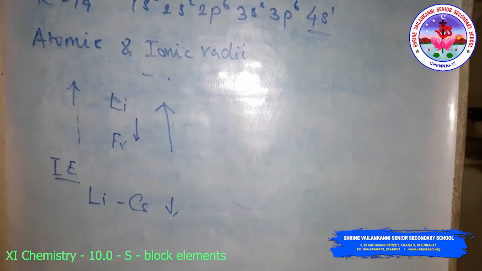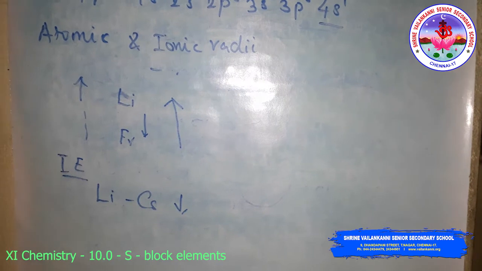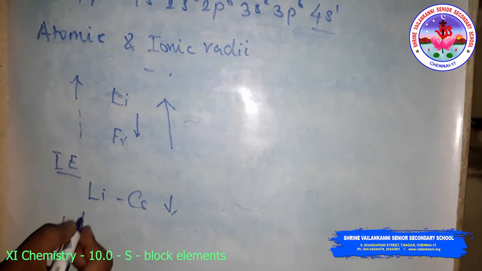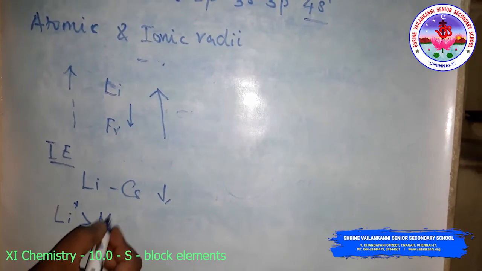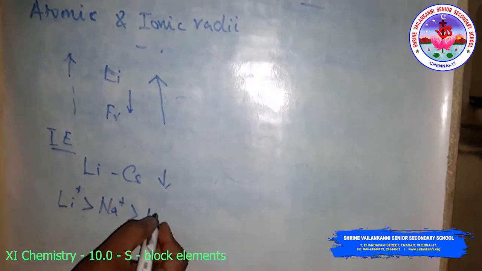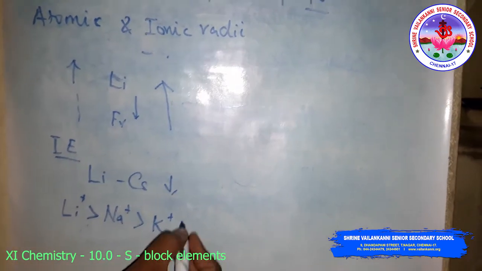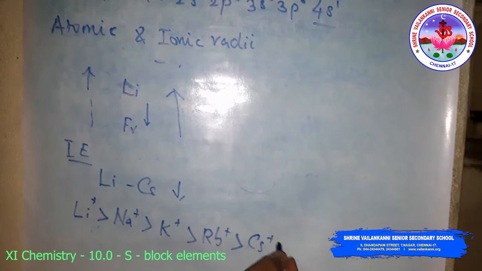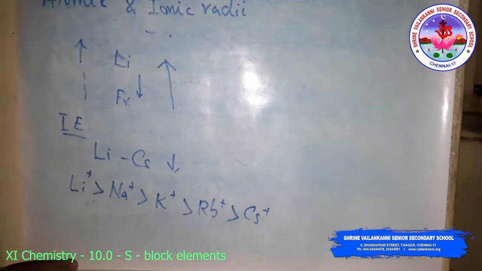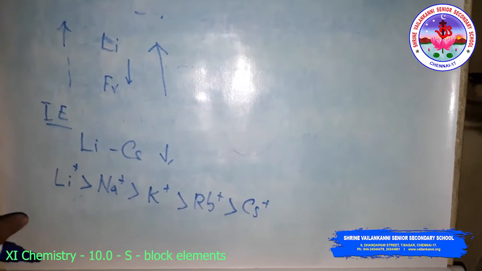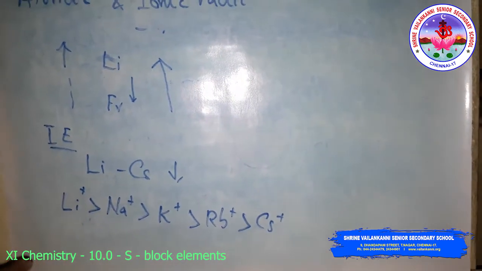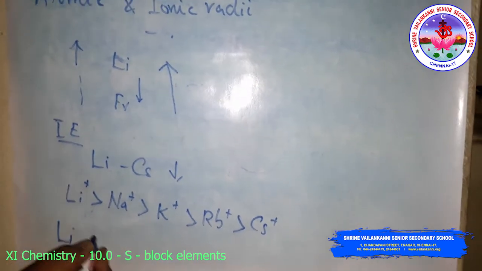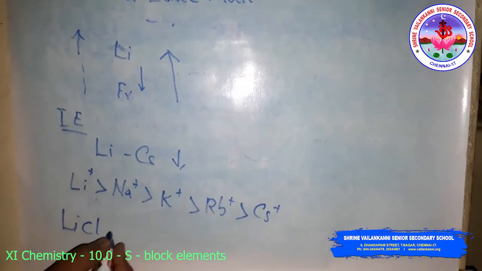Next is the hydration enthalpy. The hydration enthalpy of alkali metal ions decreases with increase in ionic size. For example, Li+ is greater than Na+, which is greater than K+, then Rb+ and Cs+. Lithium has the maximum degree of hydration, and for this reason lithium salts are mostly hydrated. An example is lithium chloride dihydrate.